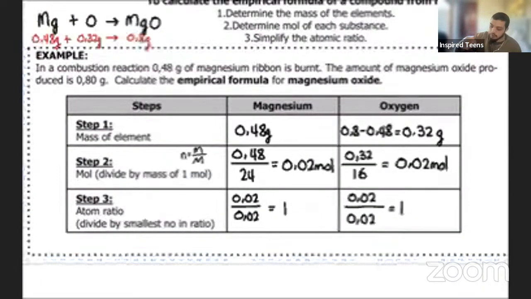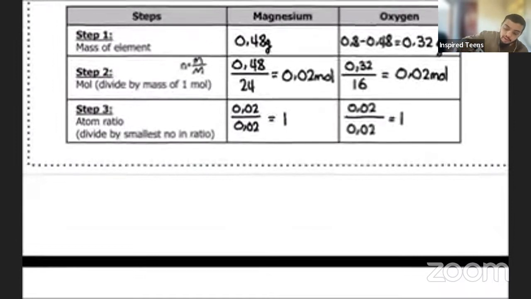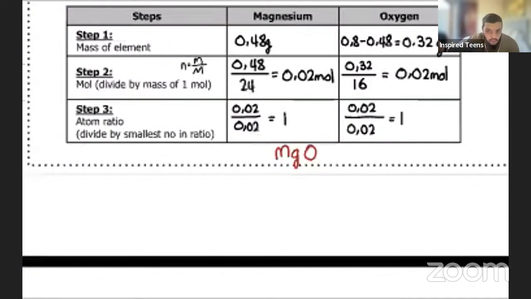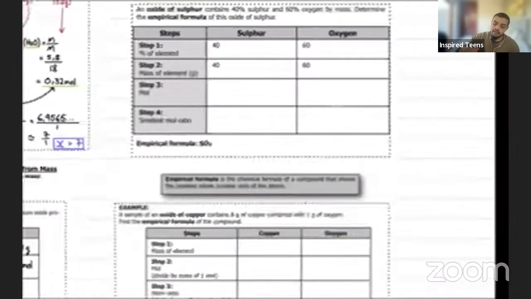So the final empirical formula answer is indeed 1 Mg and 1 O. So it's Mg1O1, but we don't have to write those ones. The ratio is 1 to 1, so you just have MgO. Okay, let's do the next example.